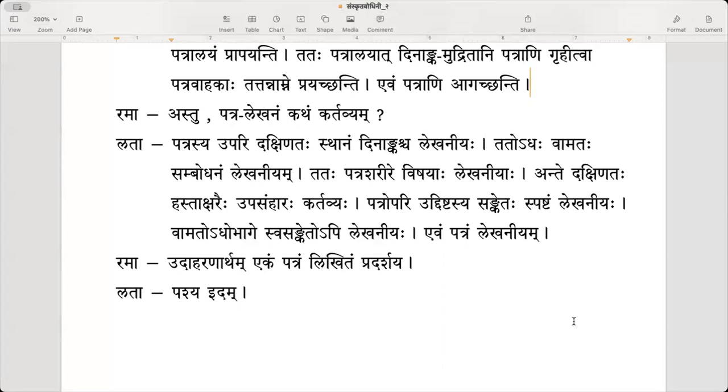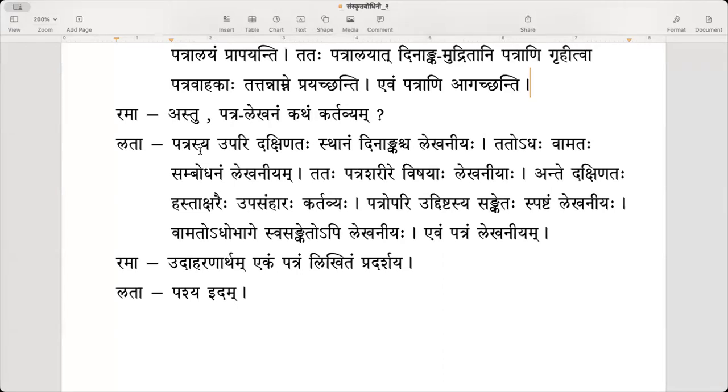Then Lata says, patrasya upari dakshinataha sthanam dinankascha lekhaniyaha. So patrasya upari, on top of the letter, dakshinataha, on the right side, the date has to be written. Sthanam dinankaha cha lekhaniyaha. The date has to be written.